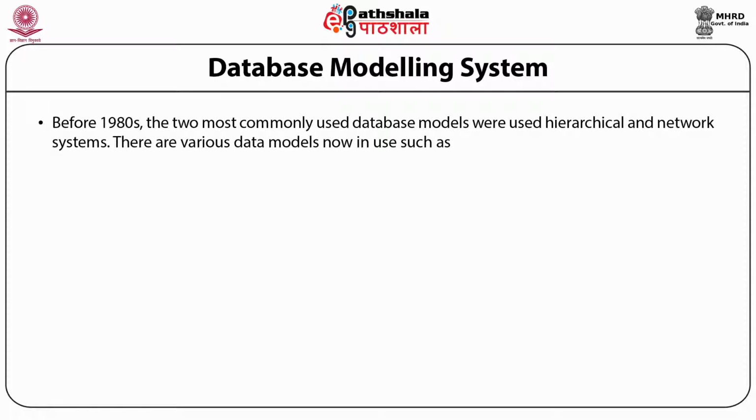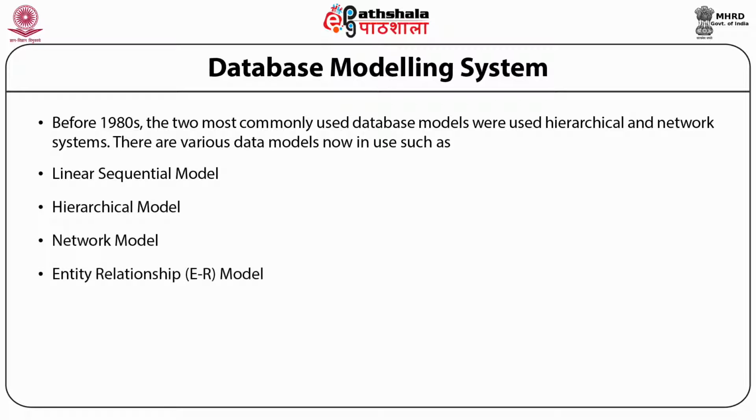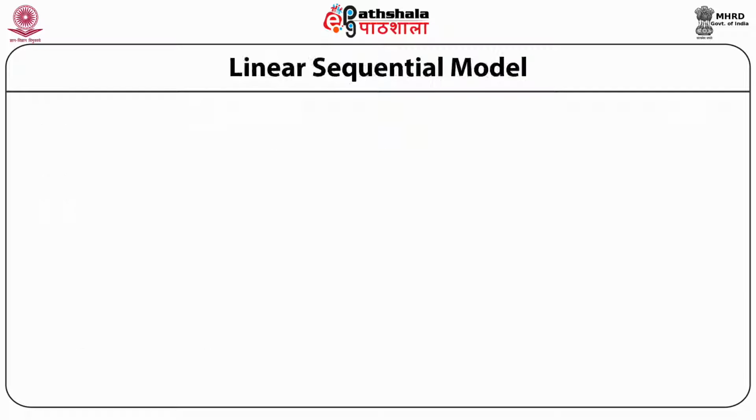Before the 1980s, the two most commonly used database models were the hierarchical and network system models. Now, there are various data models in use such as the linear sequential model, hierarchical model, network model, entity relationship model, relational model, and object oriented model. Let us look at the linear sequential model.